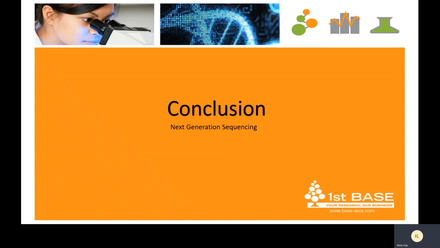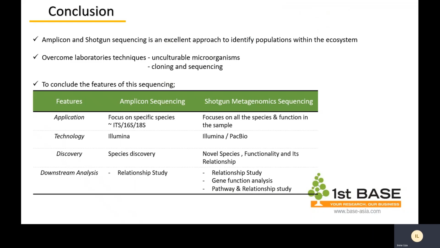All right, to conclude: amplicon and shotgun sequencing are an excellent approach to identify populations within the ecosystem. This metagenomic sequencing overcomes laborious techniques, especially when you want to sequence unculturable microorganisms and overcome cloning and sequencing, especially sequencing with Sanger, which takes a lot of time. These are the plus points, or the advantages, of metagenomics.